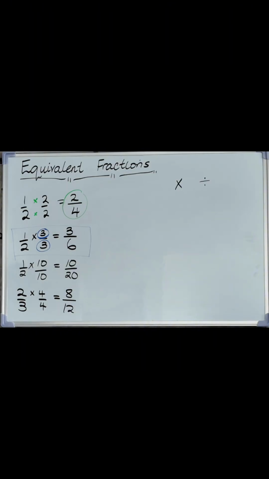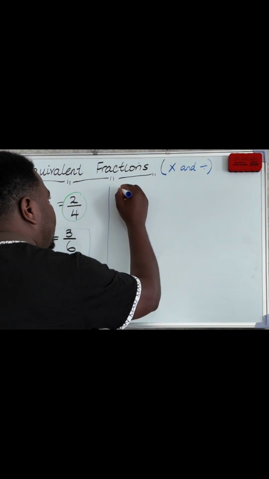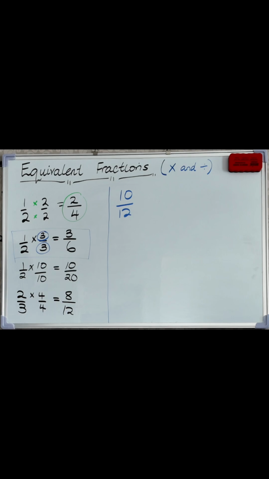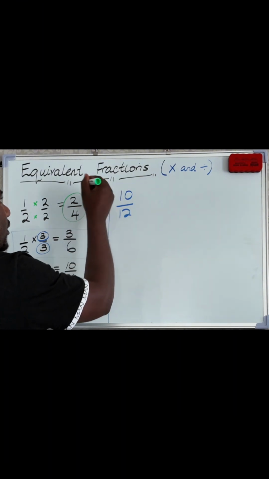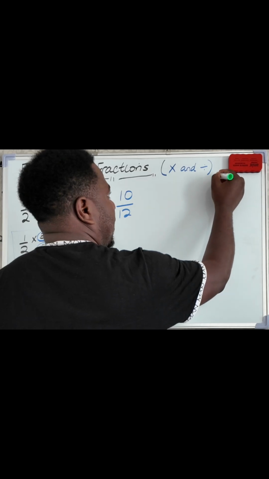Okay. So now, we can also be given fractions that are bigger, that we need to find smaller equivalent fractions for. So for example, let's say we are given 10 over 12, like this, and we want to find equivalent fractions to 10 over 12. Because this side we were making bigger and we said we were multiplying, right? So which means this side we're making them smaller, so we are dividing.